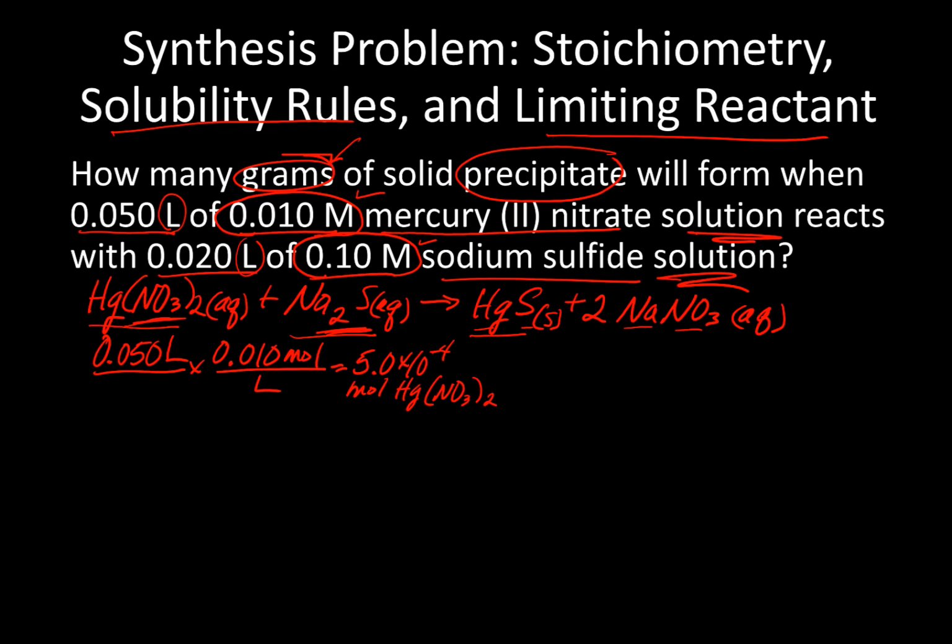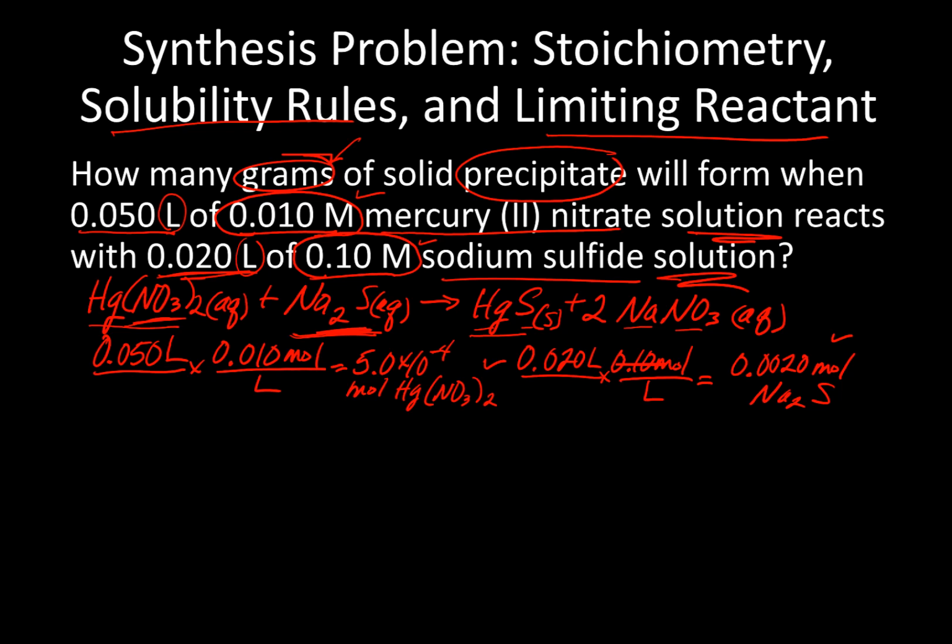I'm going to do something similar for the other reactant, sodium sulfide. So I've got a volume of 0.020 liters of sodium sulfide, and I'm going to use the molarity, which is 0.10 moles per liter, to get me the number of moles of sodium sulfide. I've got 0.0020 moles of sodium sulfide. So now that I know, I could go to grams if I want to, but there's no reason to. You can just stay with moles of each.